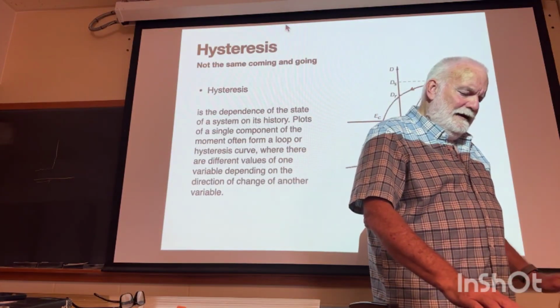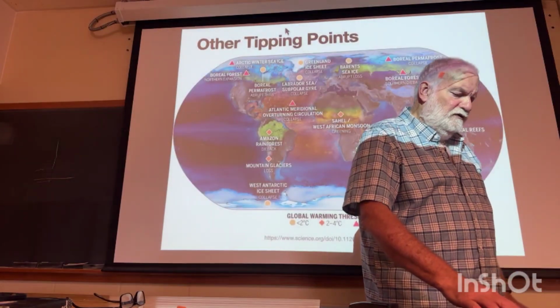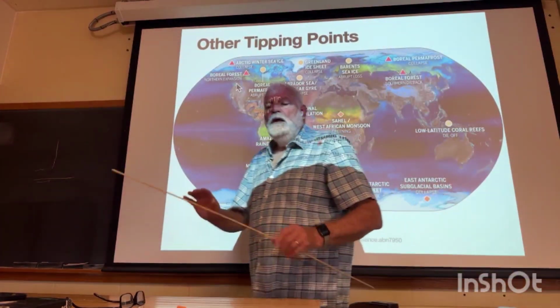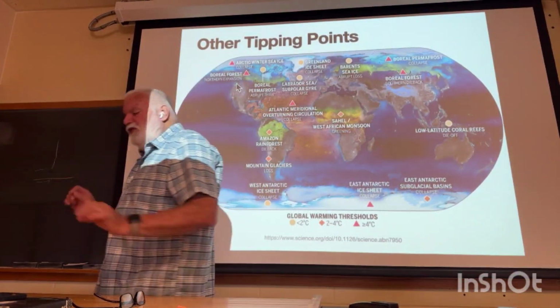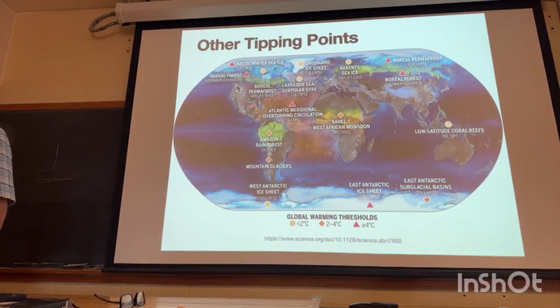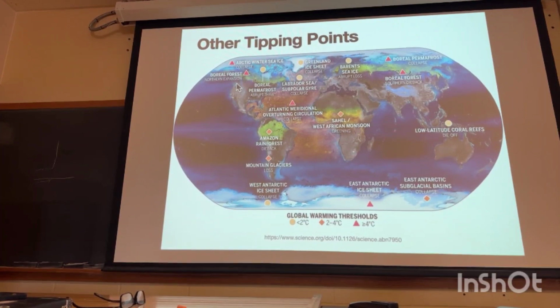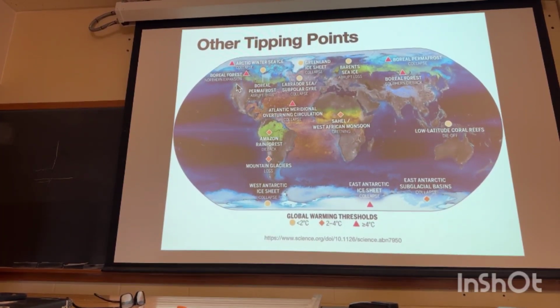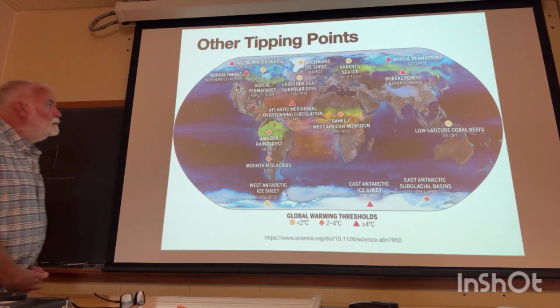Okay, let's go. Hysteresis. I'm gonna pass on hysteresis for today. The ocean circulation, AMOC, has a tipping point. One of the things that's less clear is there's many other systems on the surface of the Earth that have tipping points. And so it can get confusing, but here are some of the other players.